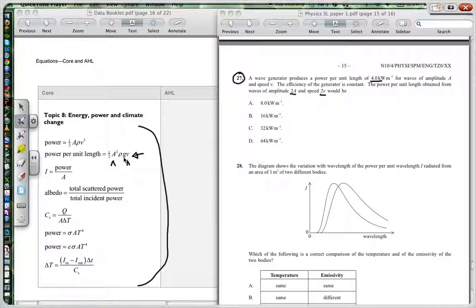All of these other two are constants. This is your gravitational constant, your acceleration due to gravity, and this over here is the density of the water. Because it's doubled, and this is a square term, it's going to lead to 4 times, and then the speed is doubled, so it's going to be times 2. So there's actually going to be an 8 times increase. So it's 4 times 8, the answer would be C.